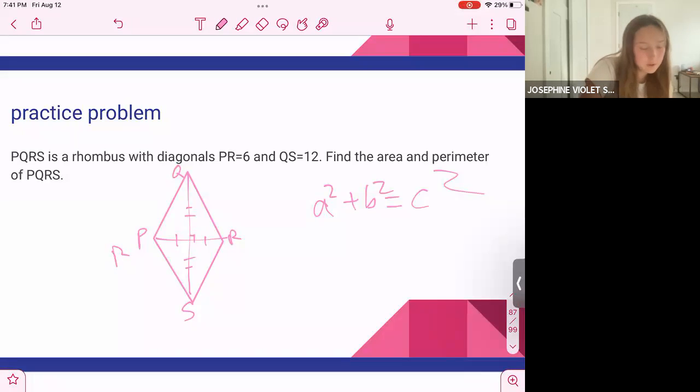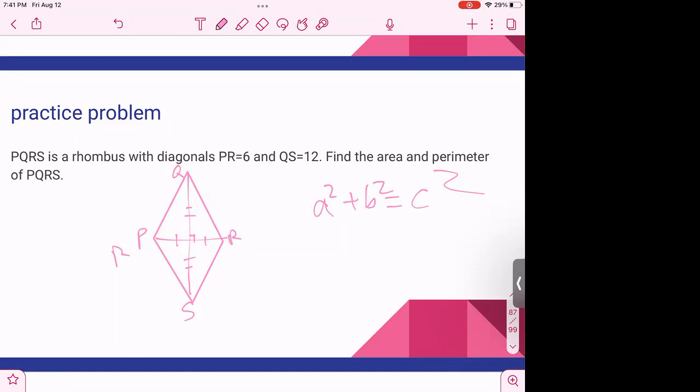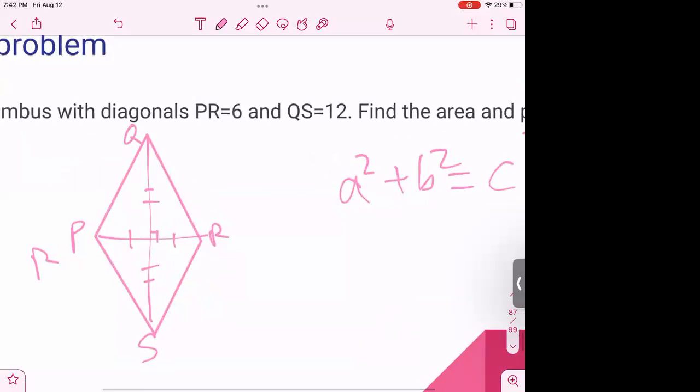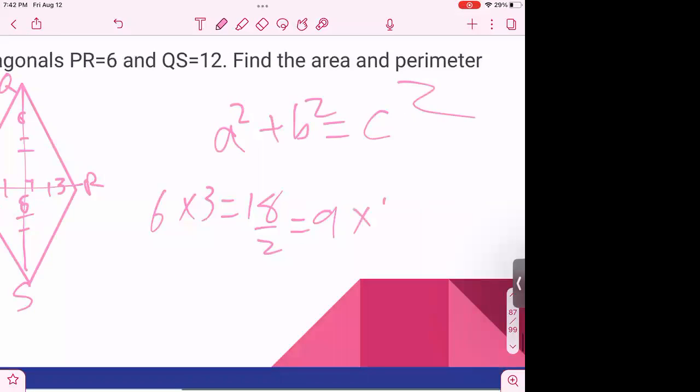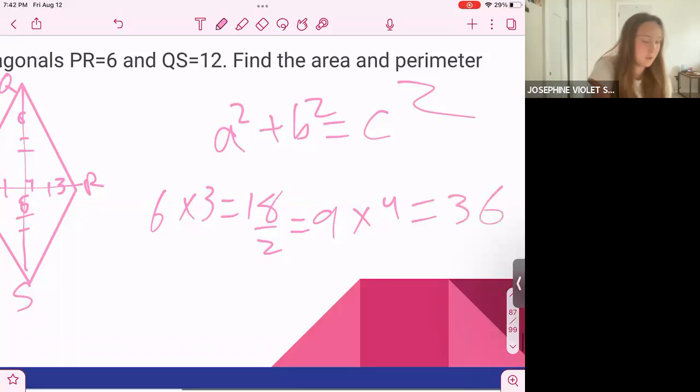And Grace, do you want to share? Sure. So for P and R, if you cut it in half, it's 3 on one side. And I use the triangle method. So if you do Q and S, cut that in half, it's 6. And then 6 times 3 is 18, and 18 divided by 2 is 9. Since there are 4 triangles, I did 9 times 4. Yeah, that's perfect. 9 times 4 is 36.